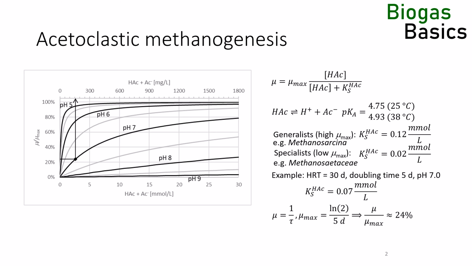We can now project the 24% ratio onto the pH 7 curve and read the concentration of total acetic acid on the abscissa. We can expect an acetic acid concentration of 150 mg per liter. We can repeat the exercise for different pH values. At pH 7.5, we would expect 500 mg total acetic acid per liter, and at pH 8, 1500 mg per liter. What can we learn from this slide?